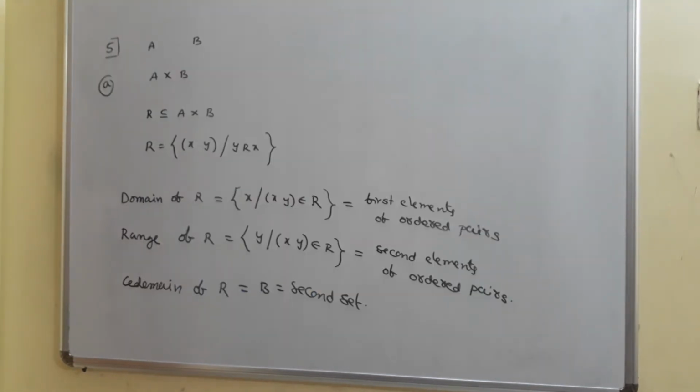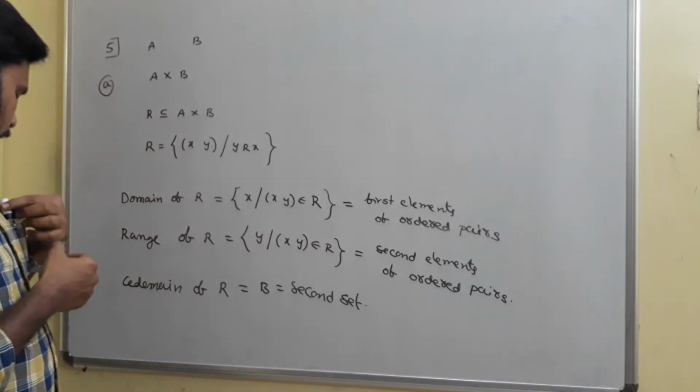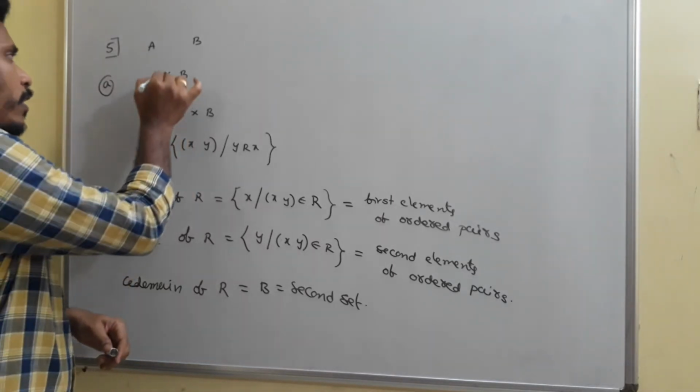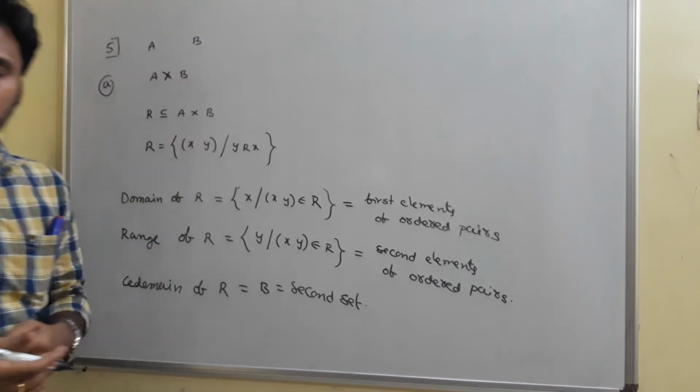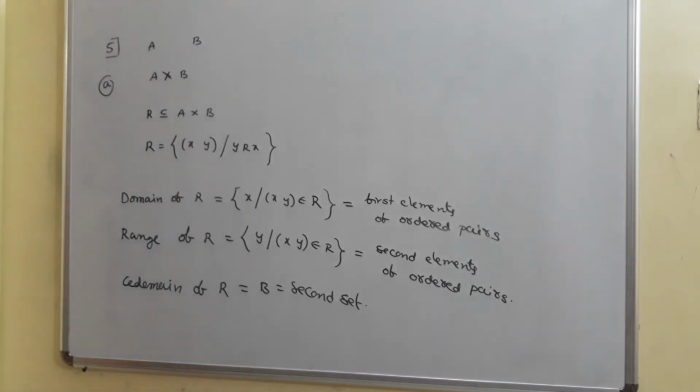5a. Just look at the situation. If I have two sets A and B, A cross B is its Cartesian product, and R is a relation. Since R is a relation, for sure that relation is a subset of A cross B. So there are certain ordered pairs in the relation R with a particular rule.